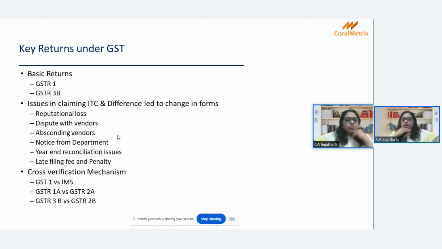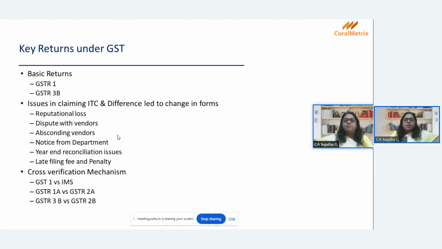And also there are disputes between vendors. Vendors are saying, "I have filed my return on time and they have not made the payment," or there are vendors who are absconding, or they have not filed their returns for a long time. There are circumstances where their GSTN is cancelled.